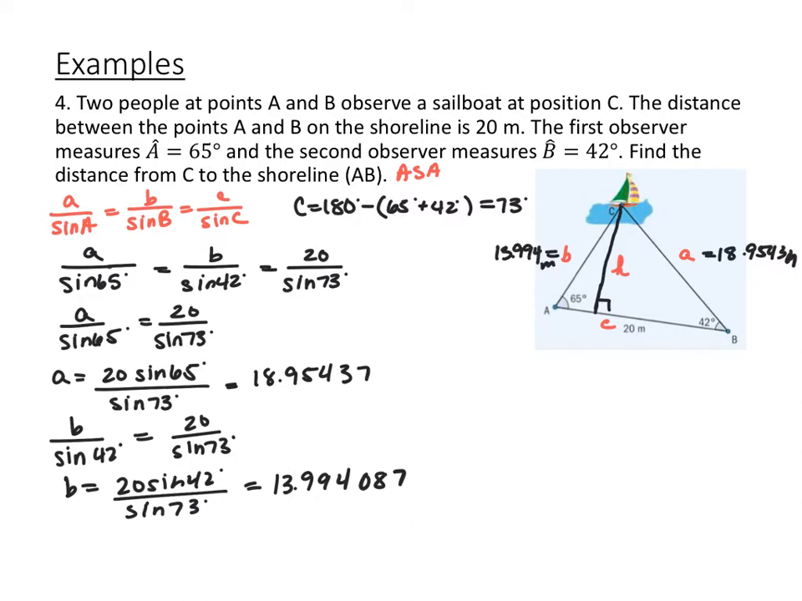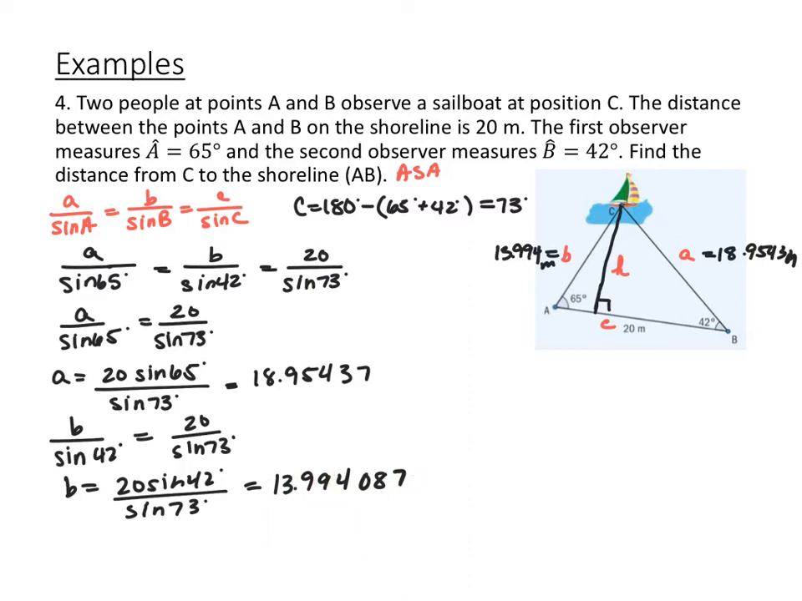Using that, you don't have to find both of these, but you need to find one of your two missing sides. So if you found this side A, you would do A over sine of 65 degrees is equal to 20 over sine 73 degrees. Multiply both sides by sine of 65 degrees, and you would get 18.95437. If you did side B, you would do B over sine of 42 degrees is equal to 20 over sine of 73 degrees. Multiply both sides by the sine of 42, and you end up with 13.994087.